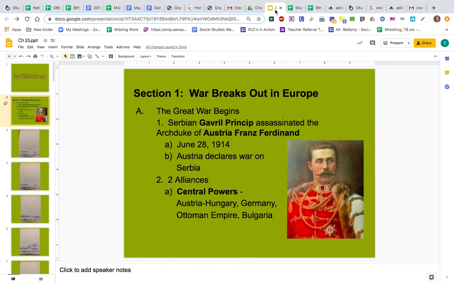So Princip jumps out with a tiny Derringer pistol, the same type of pistol that was used to kill Abraham Lincoln, and he fires a shot, shooting the Archduke. It's a mortal wound. It's a gut shot. It's going to kill him. He fires a second shot, hits Sophie. Poor Sophie. So you've got the Archduke and his wife sitting in the back of this car, dying. Princip is pounded on by the bystanders, and they're angry.